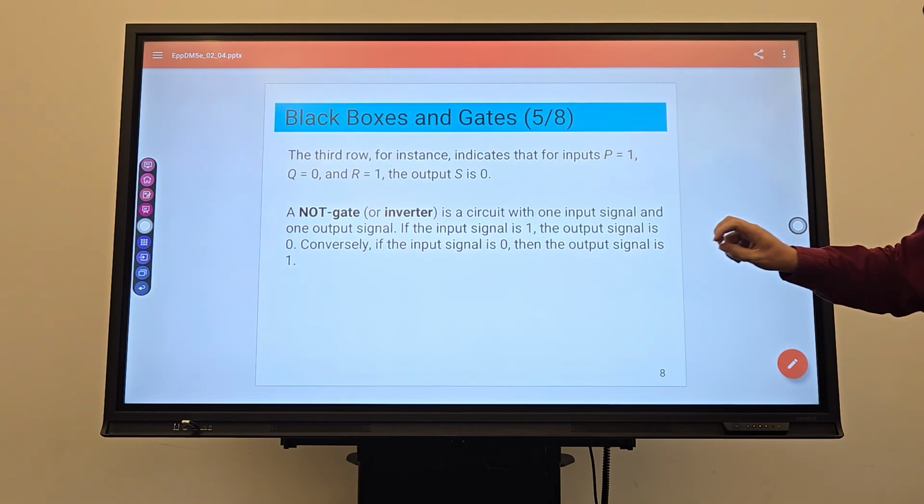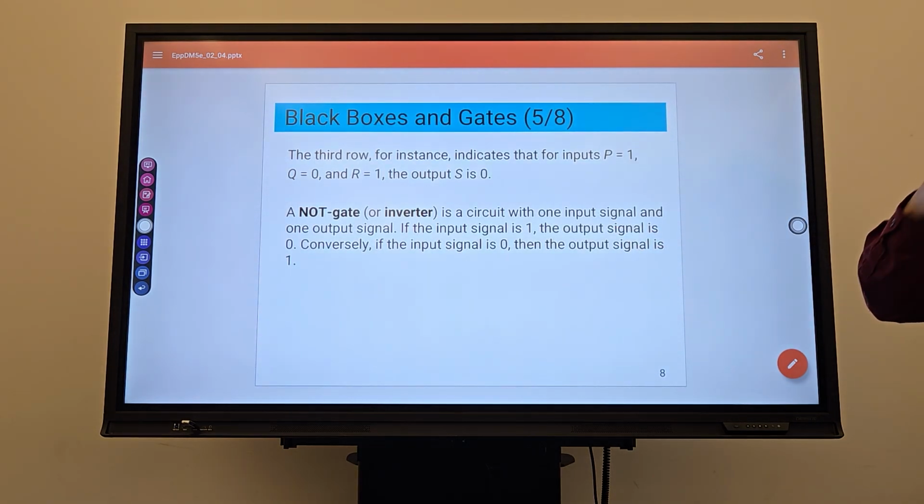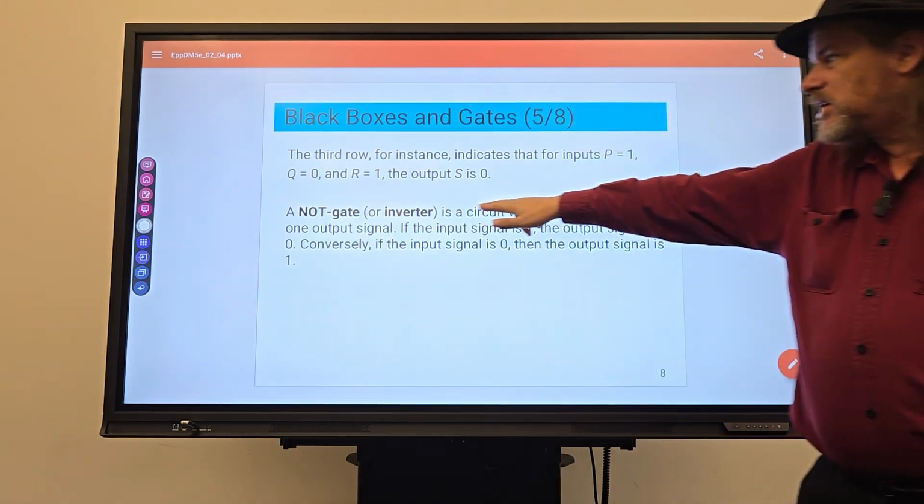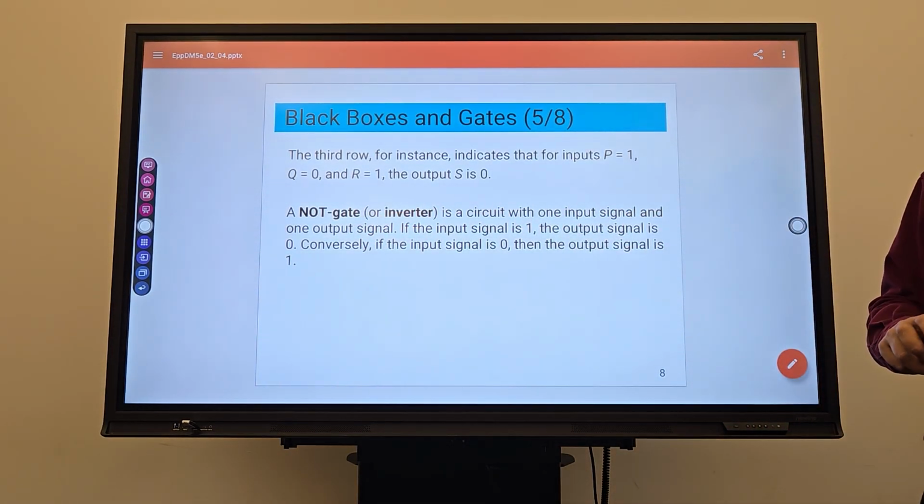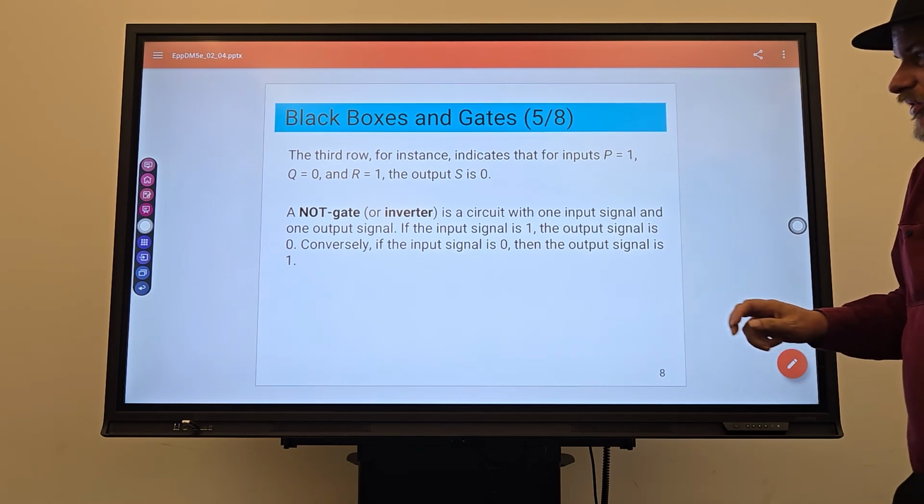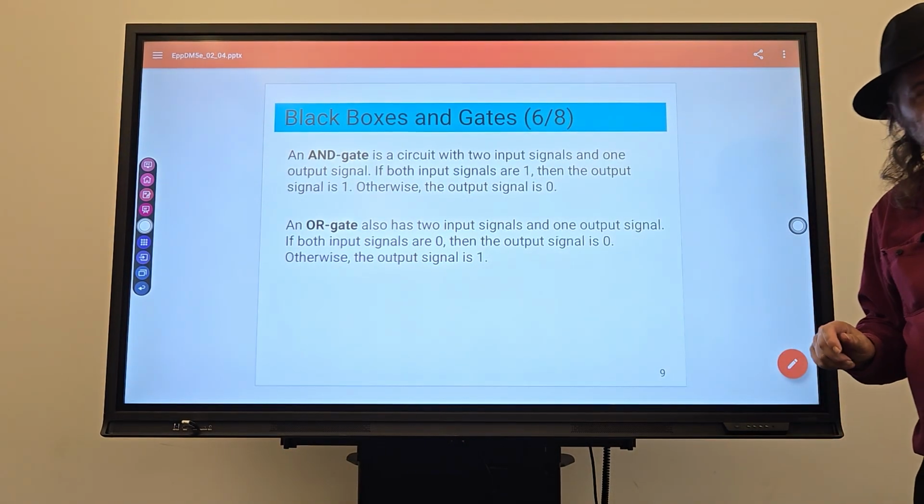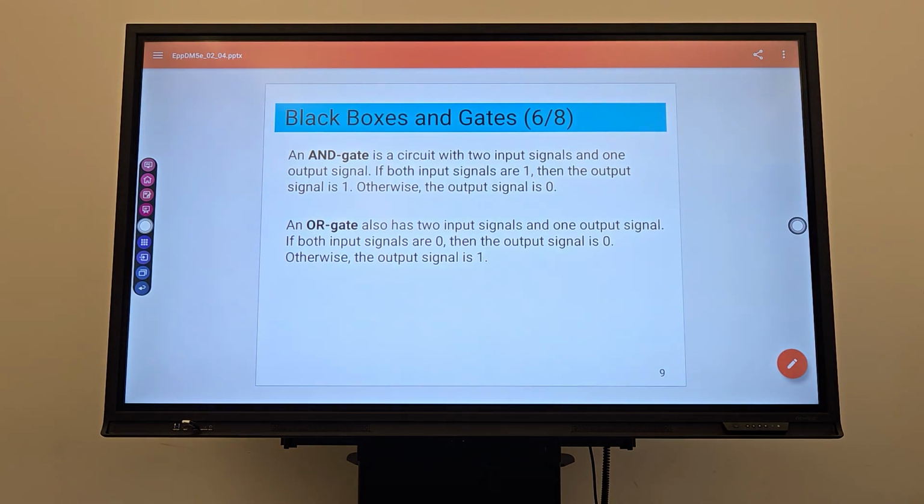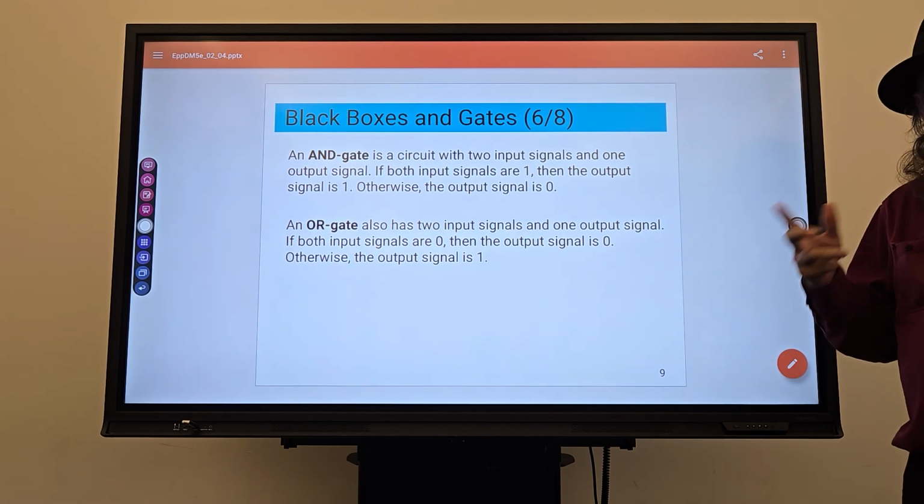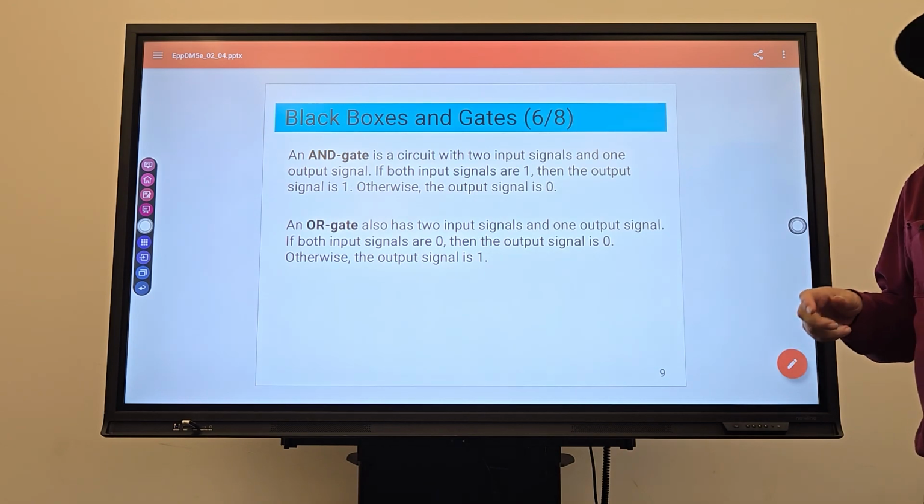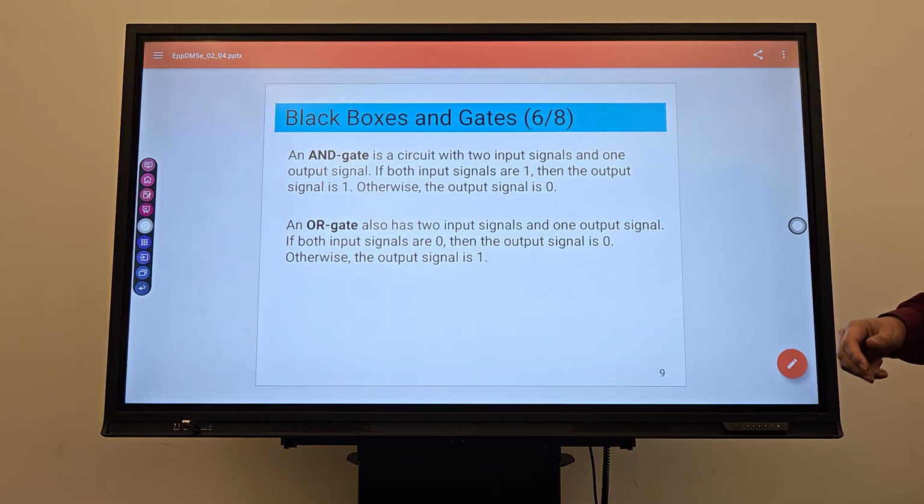So when you have a NOT gate, it is like an inverter. It inverts the input, like the NOT symbol on our logic statements that we've been covering so far. An AND gate is a circuit with 2 inputs and 1 output, like the AND logic operator. If both inputs are 1, the output is 1. Otherwise, it's false or 0.